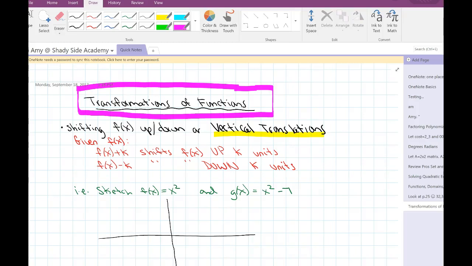Okay, hi everybody. In this screencast, I'm going to be doing two things. I'm going to be reviewing transformations of functions that you saw last year, and then I'll be adding on to those transformations to show you two new transformations, and then I will be tying all of that back to our conversations about domain and range, okay? All right, so let's just begin.